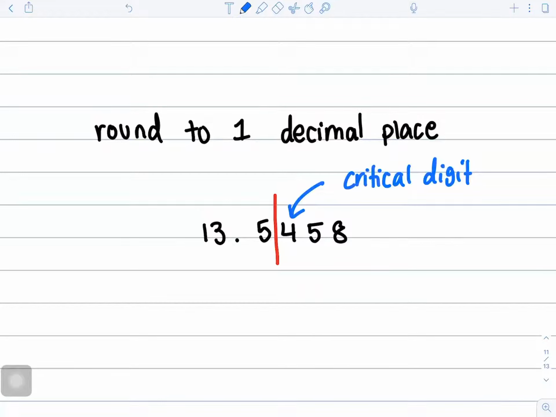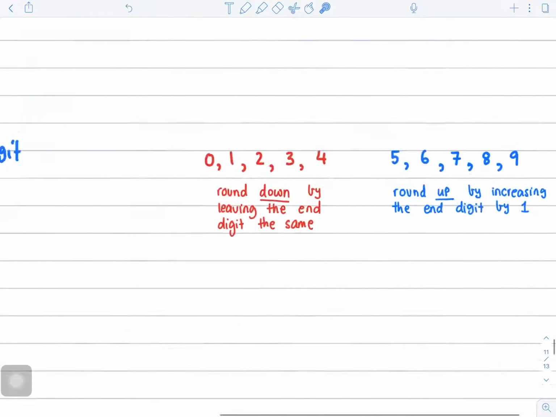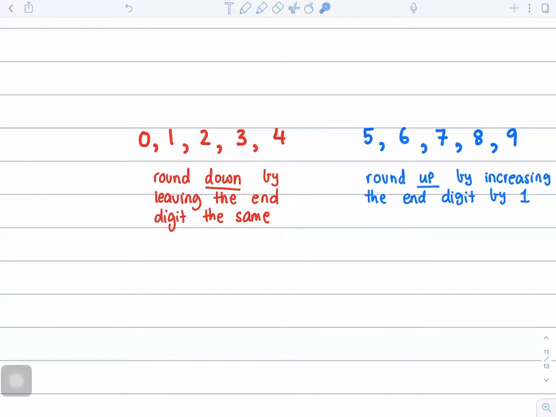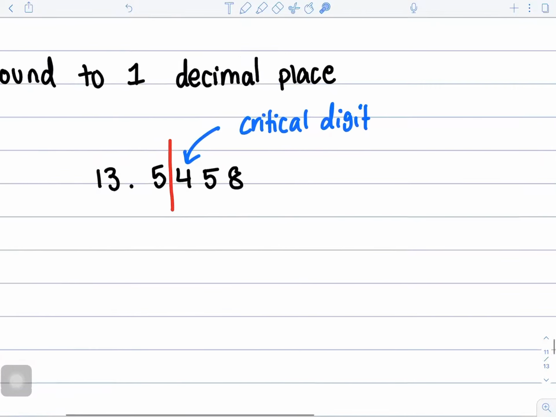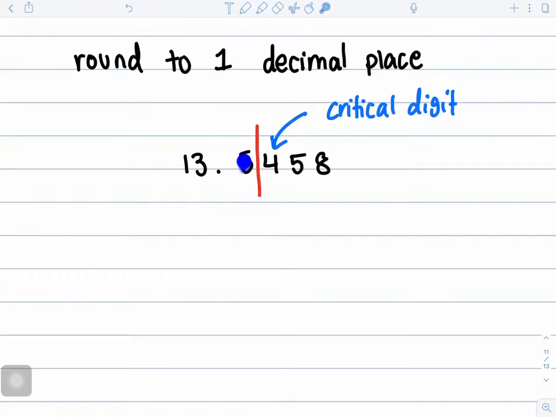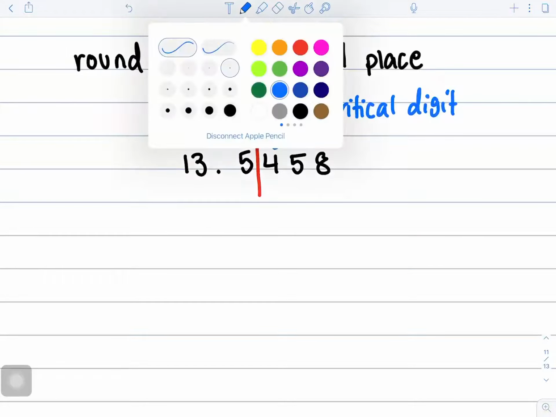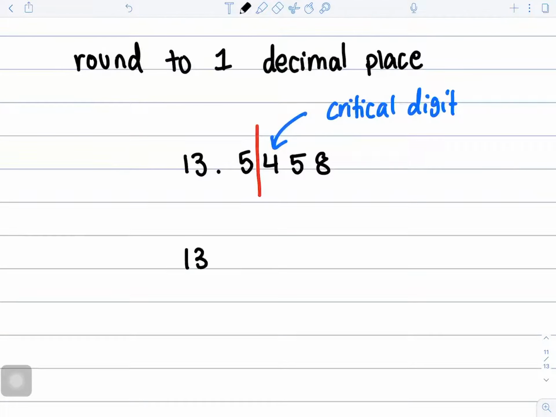Since our critical digit is 4, do you think we're going to round up or round down? Let's have a look. Because it's 4, we're actually going to round down by leaving the end digit the same. In this case, the digit 5 is our end digit, so we're going to leave that the same. So we can write 13.5 and that's it. These stay the same.